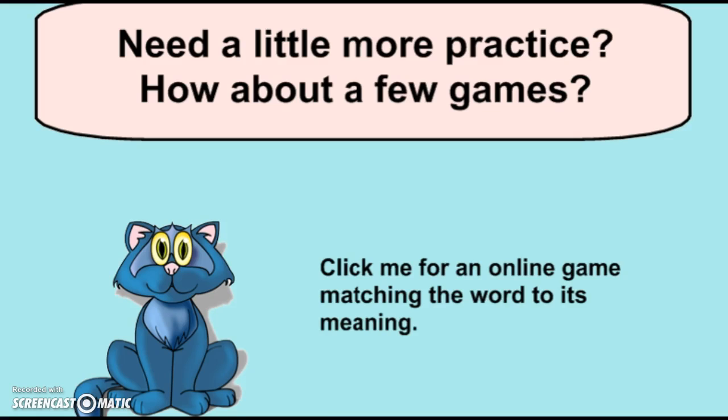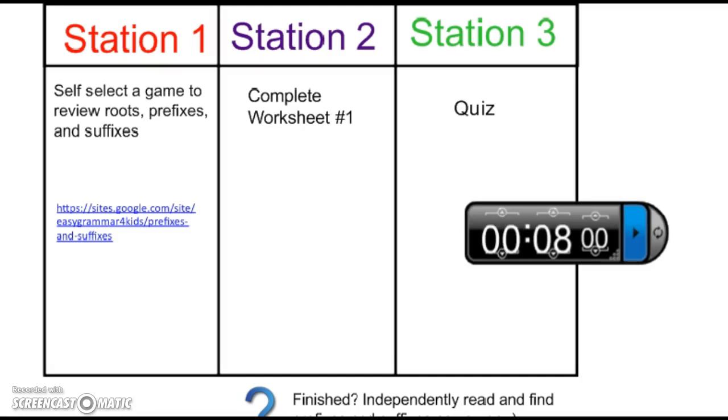So we're going to be continuing with a little more practice, and we're going to be incorporating some games into this. I'm going to be assessing you on today's lesson in our station format, which we're very familiar with. My red team, you're going to be station 1. You're going to self-select a game to review today's topics, and you can find the site on my file folder. My purple group, station 2, you're going to be completing worksheet number 1. You know where to find that in the crate. And station 3, you're going to be doing a little quiz for me to show me what you know.